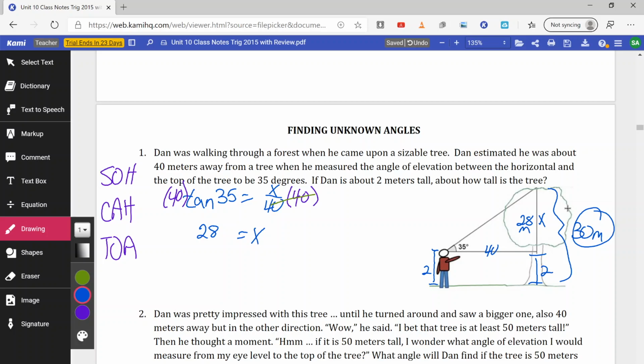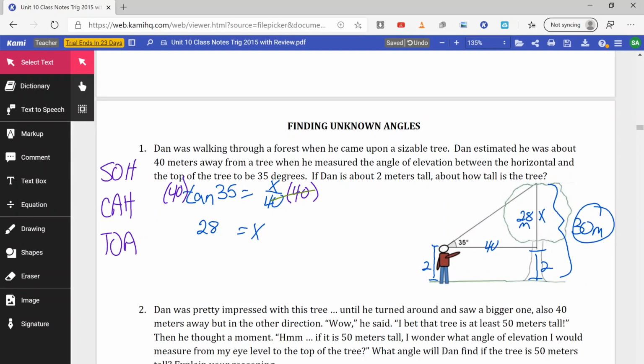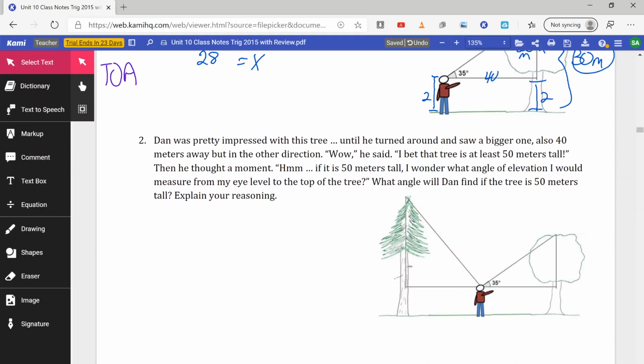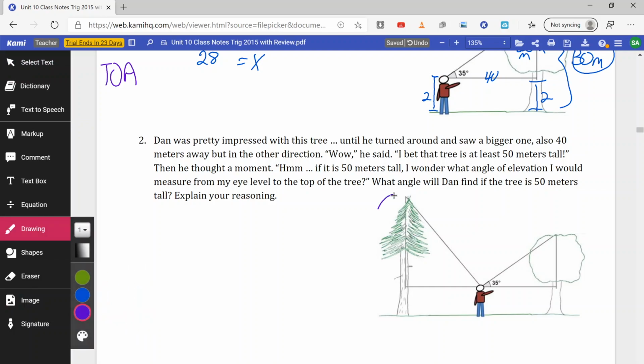Now let's say Dan turns around and he sees another tree, and he's betting that it's at least 50 meters tall. So the whole way from top to bottom is going to be 50 meters. He's wondering what the angle of elevation from his eye line is. So here is our unknown x. Over on this side, we're still dealing with him being 2 meters tall. We have an unknown x. Fortunately, we are also 40 meters away from the tree. So what is this angle of elevation going to be?